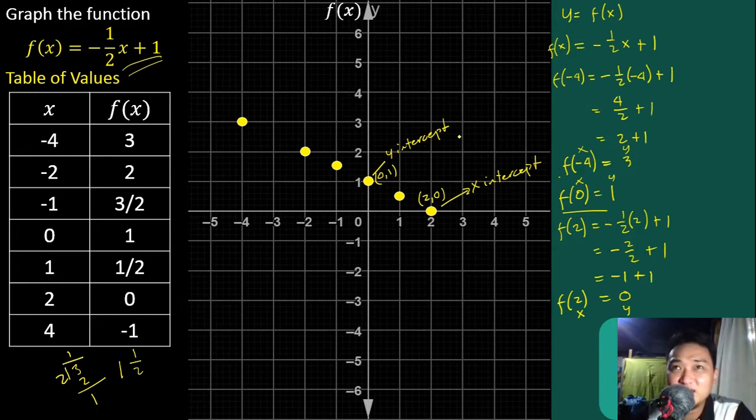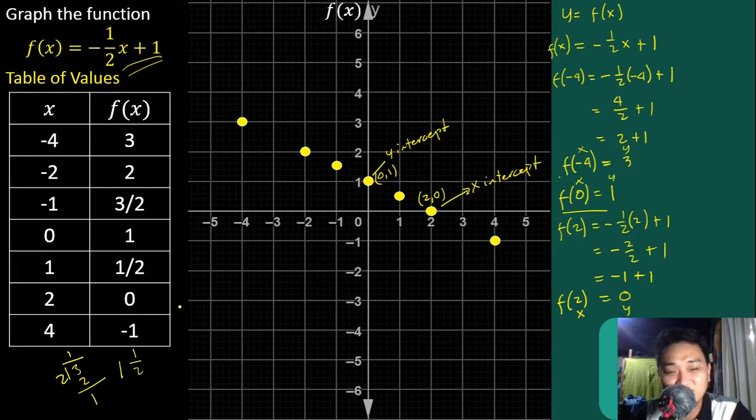Now, para dun sa mga palangga natin na mga estudyante, may mas madaling paraan para hindi natin makalimutan yung concept. Pag y-intercept, 0 si x. Pag x-intercept, 0 si y. Yun lang yung tatandaan nyo. Okay po? So again, para hindi nyo makalimutan yung concept ni y at saka ni x-intercept, pag y-intercept, 0 si x. Kabaliktaran, pag x-intercept, 0 si y.